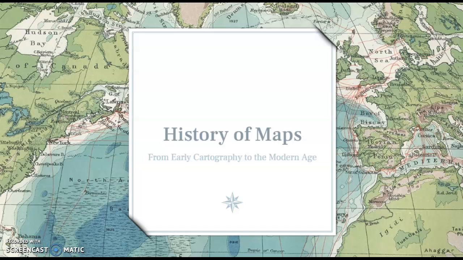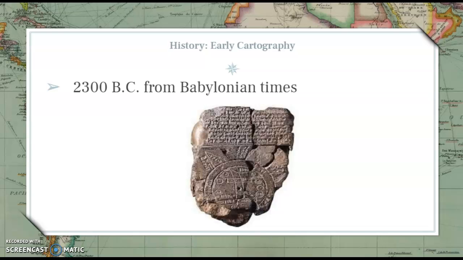We will start with early cartography or map making and go through the modern age of cartography and the present to see the continuous changes that were made. Let's begin in 2300 BC. This is the earliest recorded map in history, and as the slide says, this map was made during Babylonian times, and since paper wasn't invented yet, this map was made on a stone tablet.